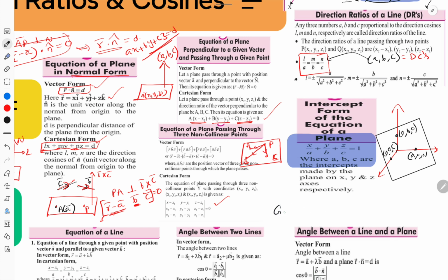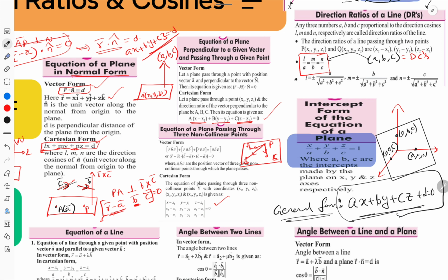What is the general form of the plane? So far we have seen many forms of the equation of the plane. Every form, after you convert it into simplified form, will come out to the form ax plus by plus cz equal to d. This is the general form of the equation of the plane, or ax plus by plus cz plus d equal to 0. So every form will finally be converted to this form. Okay, this is about a plane.